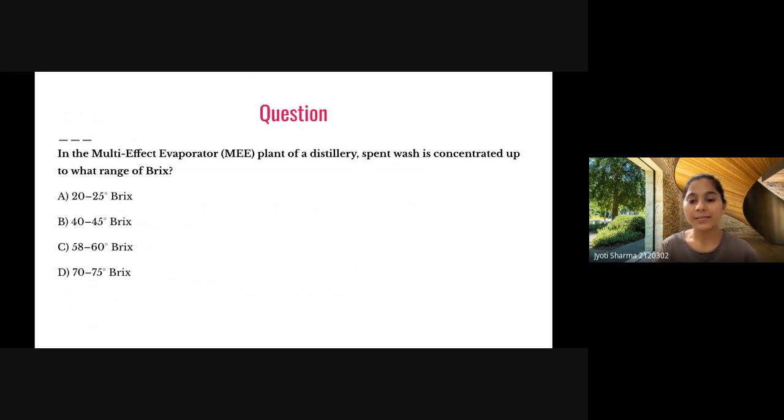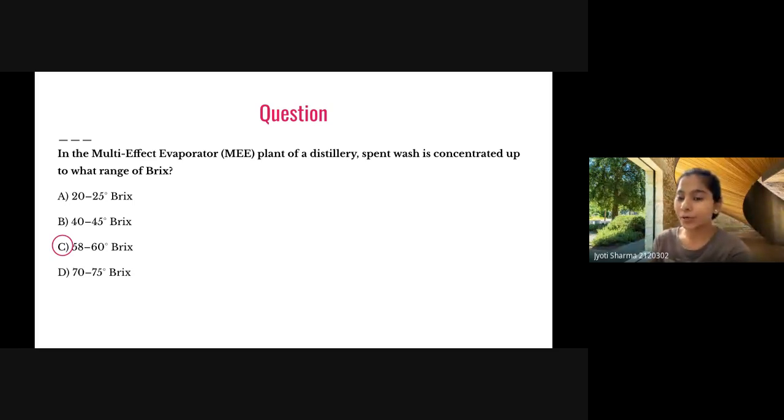Okay, as I told you, one was the fusel oil, but another was the spent wash. That will be the side byproduct. So in a multi effect evaporator plant of distillery, spent wash is concentrated up to what range of Brix? 20 to 25, 40 to 45, 58 to 60 degree Brix, 70 to 75 Brix. You both gave me the answer C, and that is obviously the correct answer.